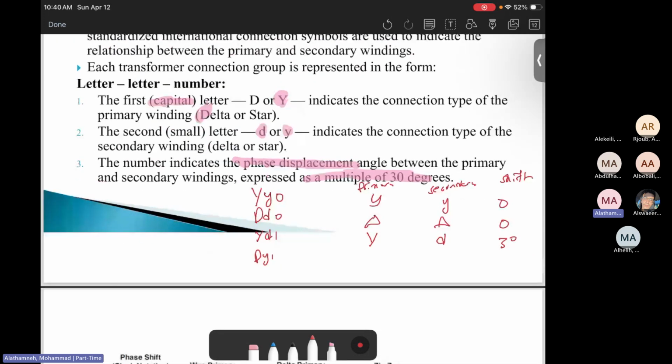Then there is Dy11. In Dy11, the primary is delta, the secondary is Y, and the phase displacement is 330 degrees, because 11 times 30 is 330, or in other words, we can say 330 is the same as negative 30 degrees as a phase shift. This is very common in distribution transformers. Dy11.